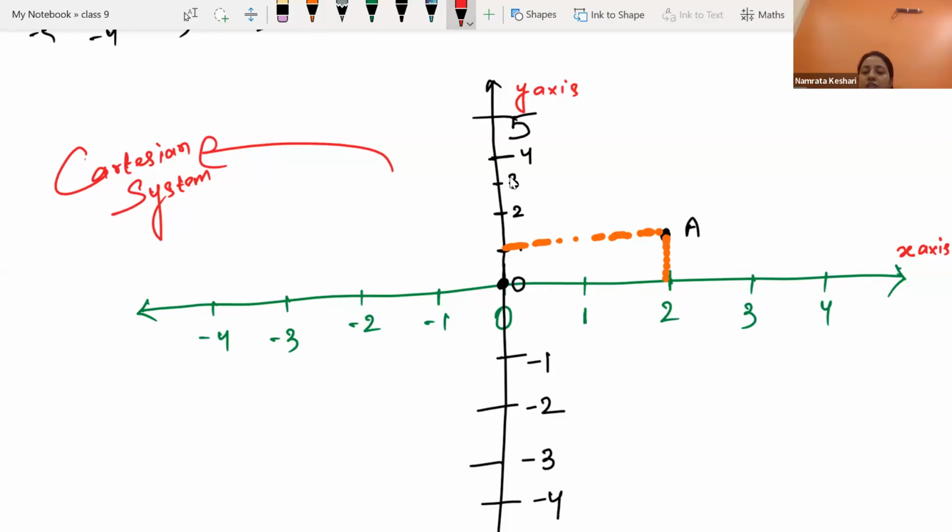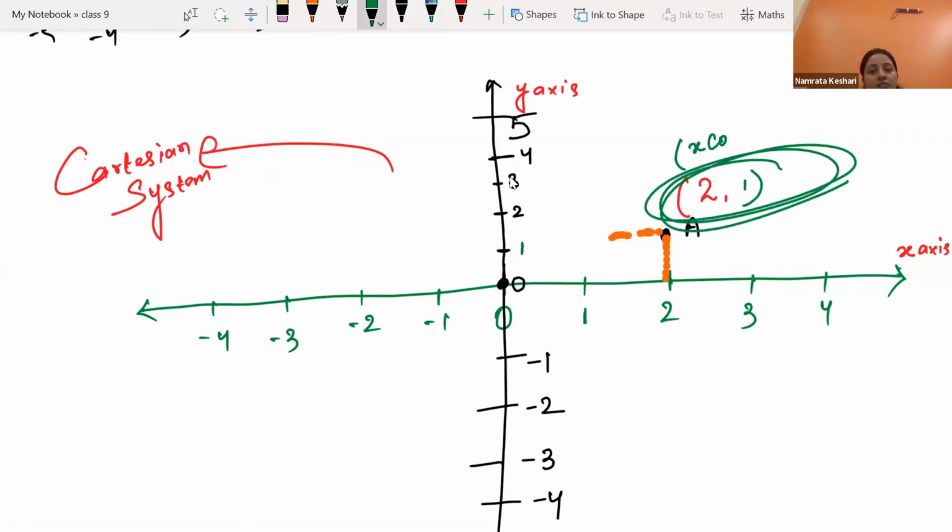Now your perpendicular is touching the x-axis at 2, so x is 2, and the perpendicular is touching the y-axis at 1. Please see carefully, it is touching the y-axis at 1. So y will be 1. While writing the address or location in the Cartesian system, our point looks like this. We always write the x coordinate first and then the y coordinate.